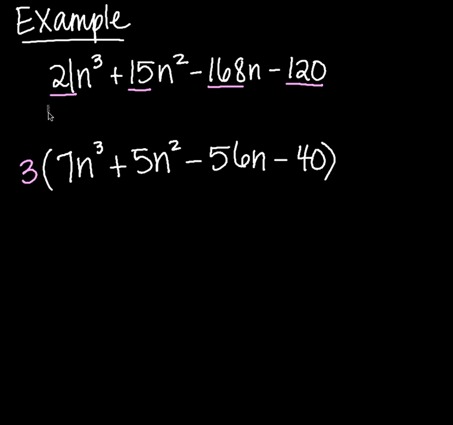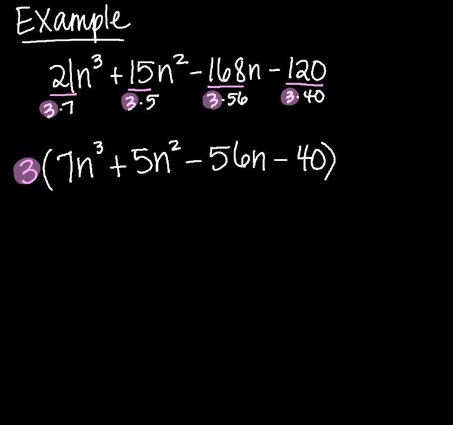Because 21 is 3 times 7, 15 is 3 times 5, 168 is 3 times 56, and 120 is 3 times 40. So you can see that each one has that common factor of 3, and so that's why we were able to factor that 3 out. Now that we've done that, we want to take a look at the remaining polynomial expression that's inside the parentheses. And I don't see any common factors among all 4 of the terms.